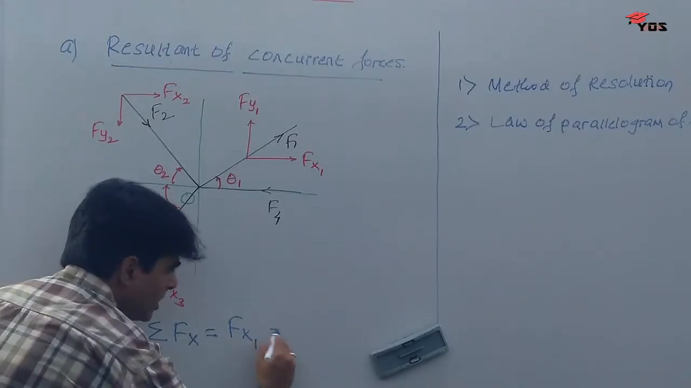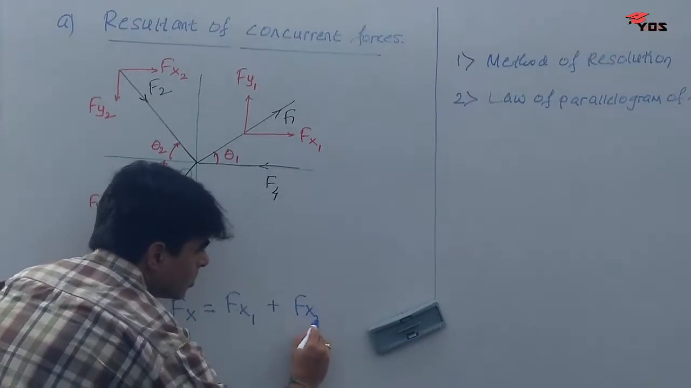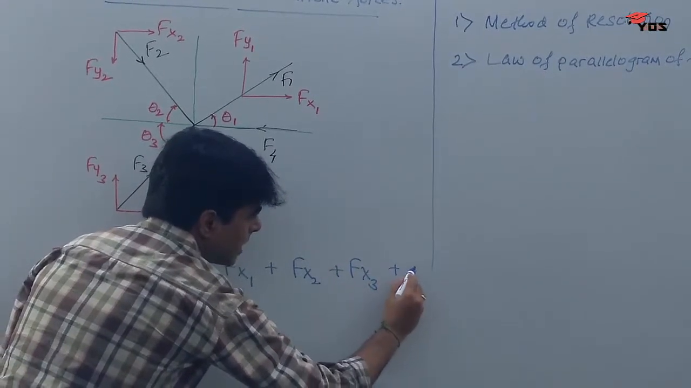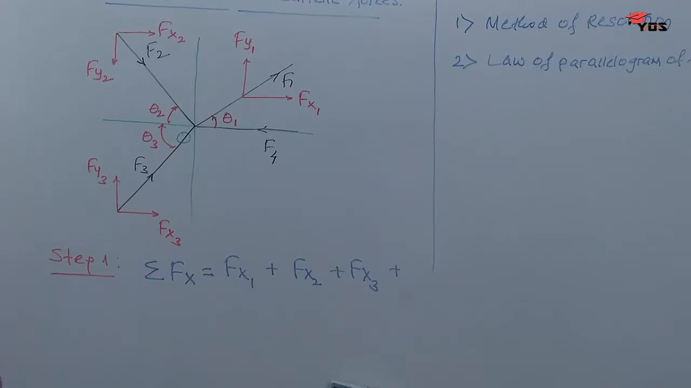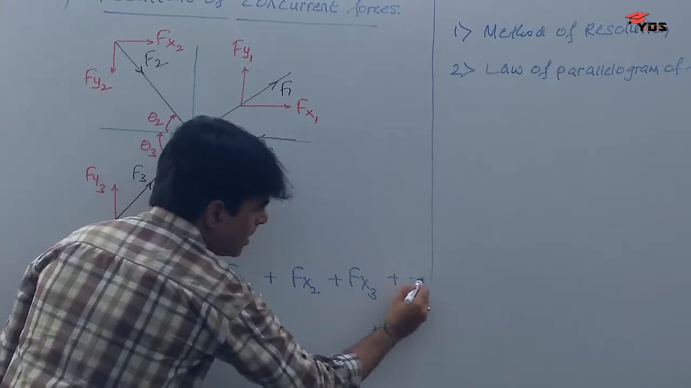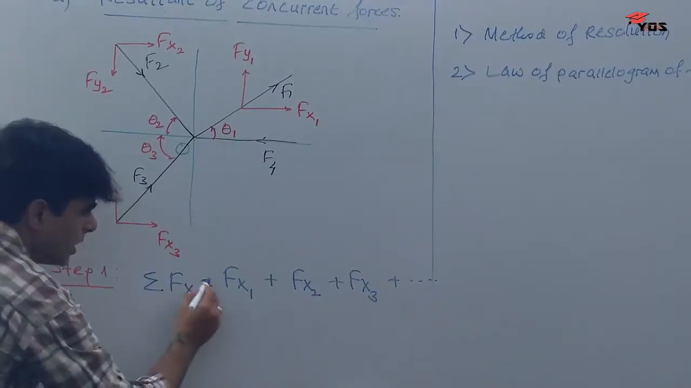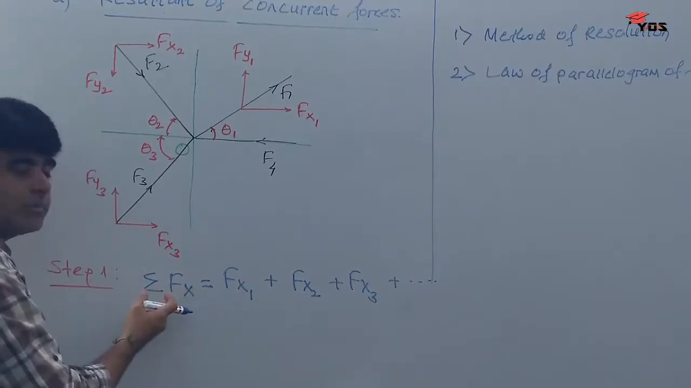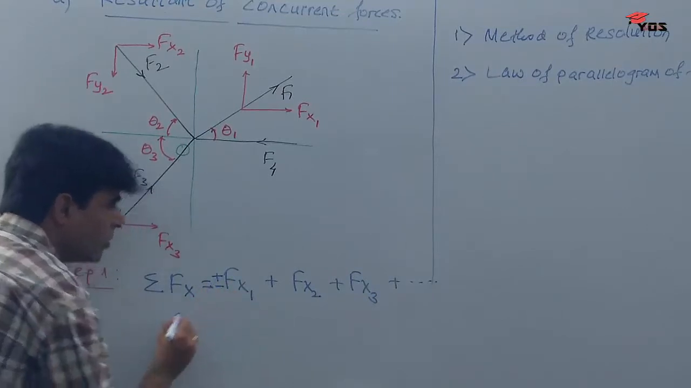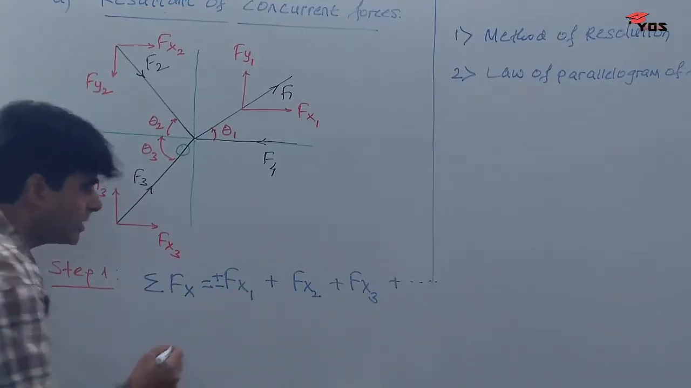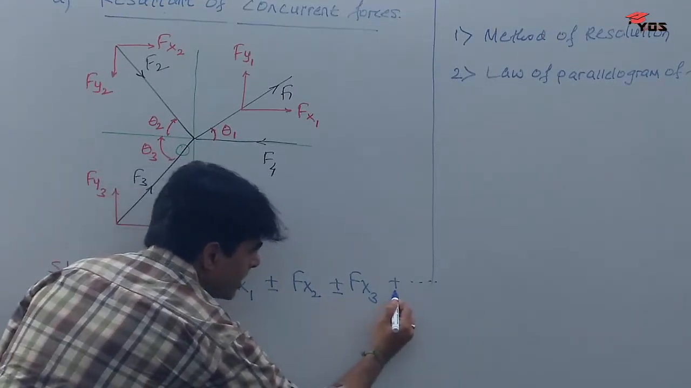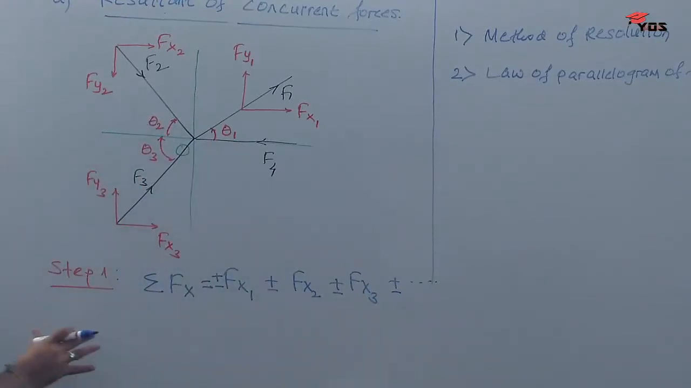So that is Fx1, Fx2, Fx3 plus and so on. It depends on number of forces. Here we have taken up to 4th force, you can go up to 4. If there are more, then so on and so on. So here, along x direction force can be towards right or left. So you can generalize this, it can be plus or minus. You know when to take plus and minus: plus is for right whereas minus is for left. Similarly here plus or minus, plus or minus, and so on. So this is step 1.